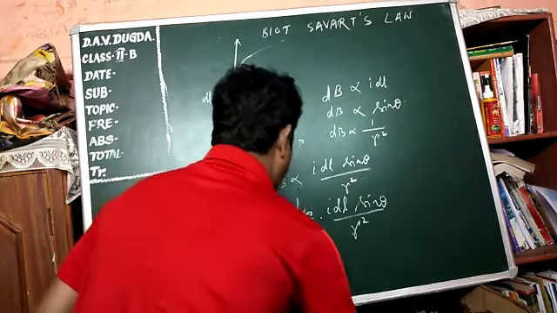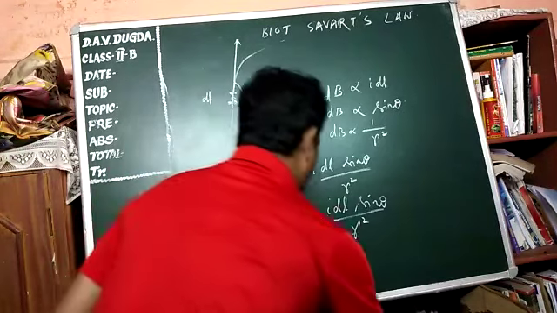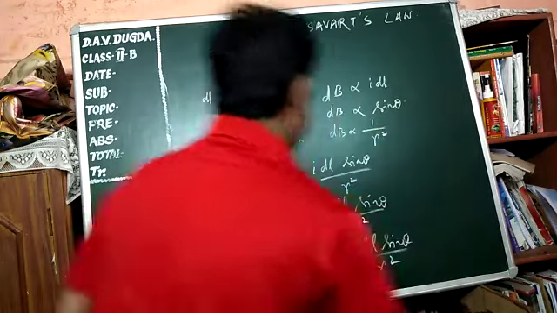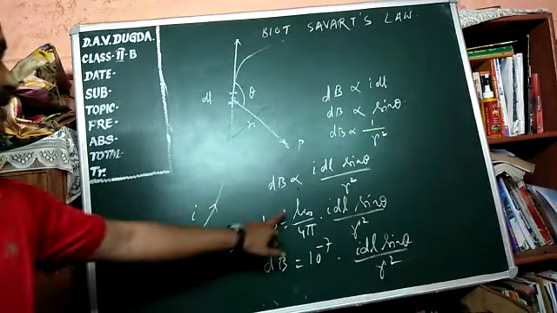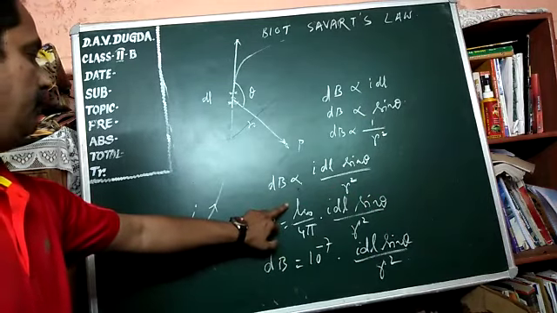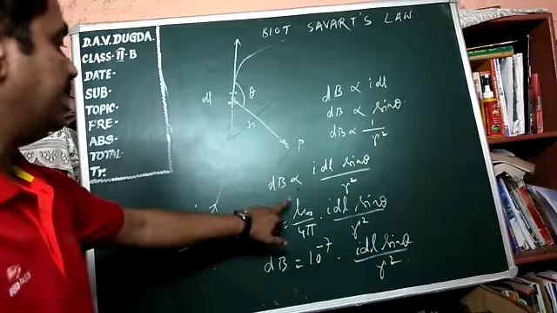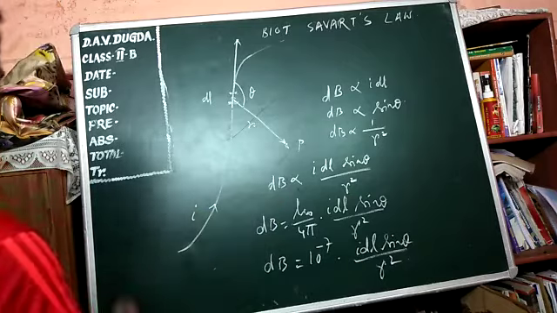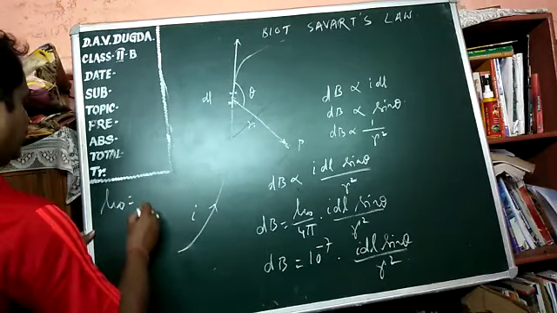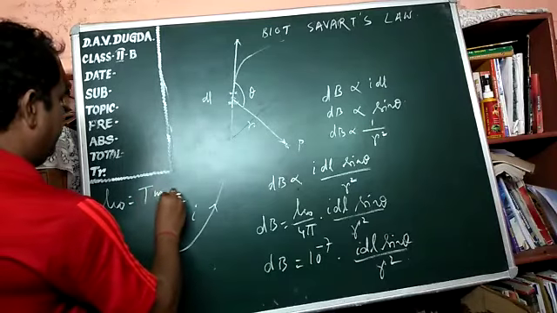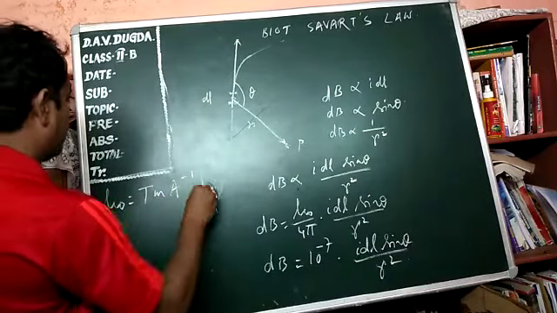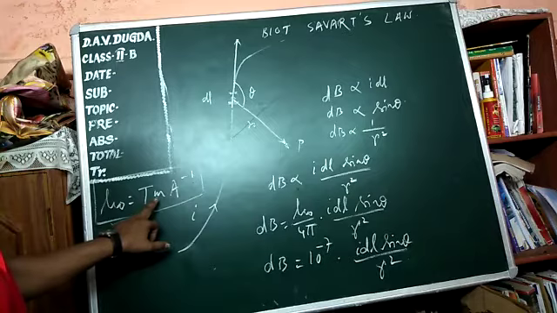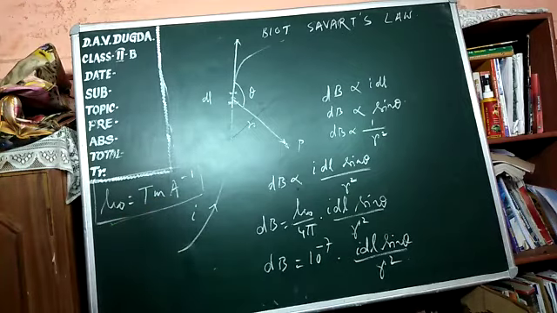dB is equal to 10 to the power minus 7 into I del L into sine theta divided by R square. And mu naught has a unit. It is called the permeability of vacuum. The unit of mu naught, you should remember, is Tesla meter per ampere. Sometimes this is also asked.